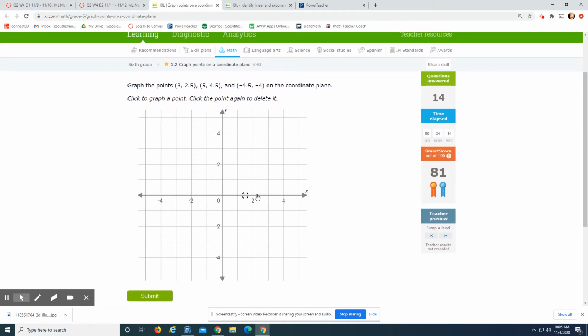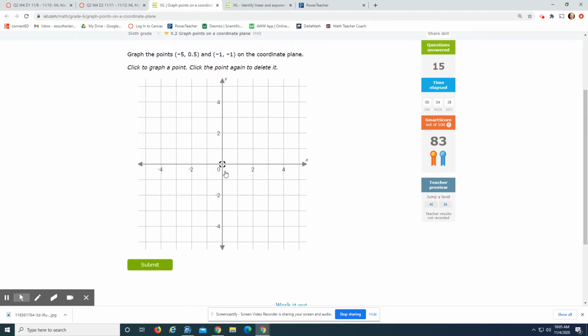3 and 2.5, so go over to 3, then go up to 2. Just past 2 is 2.5. And then 5 would be this way, and then up to 4.5. There's 4. 4.5 would be just past it. -4.5, go to -4. Just past it is -0.5. And then -4.5 would be down to -4. -5 is here. 0.5 would be up just a little. -1 would be -1, and then down to -1.